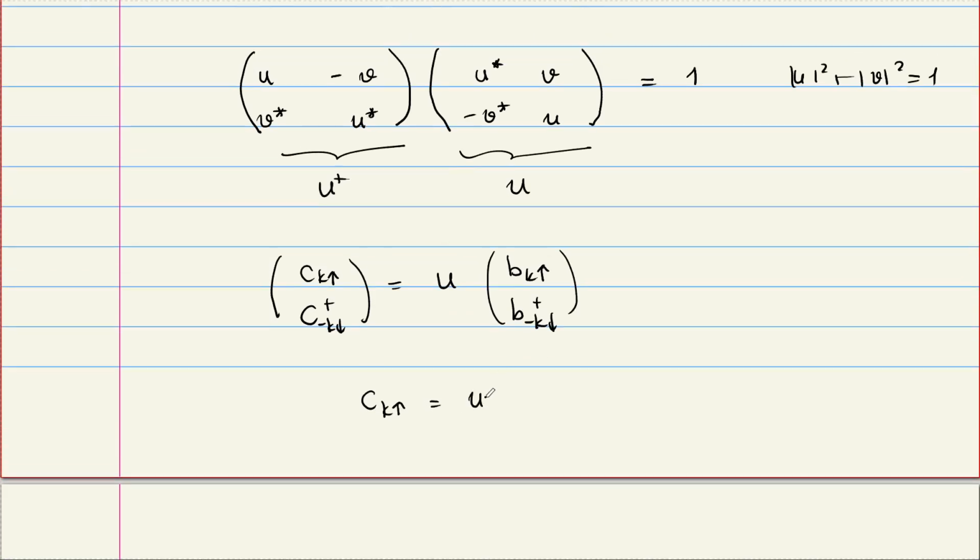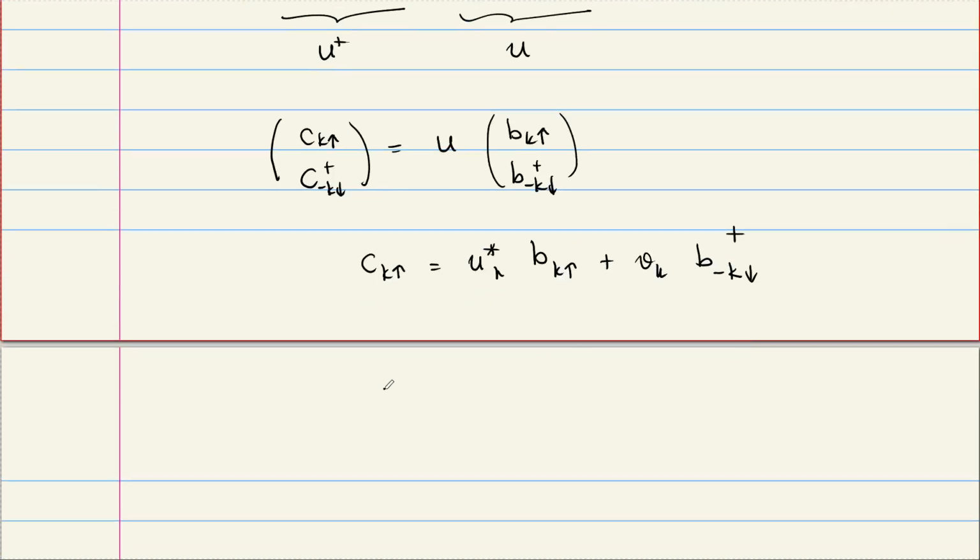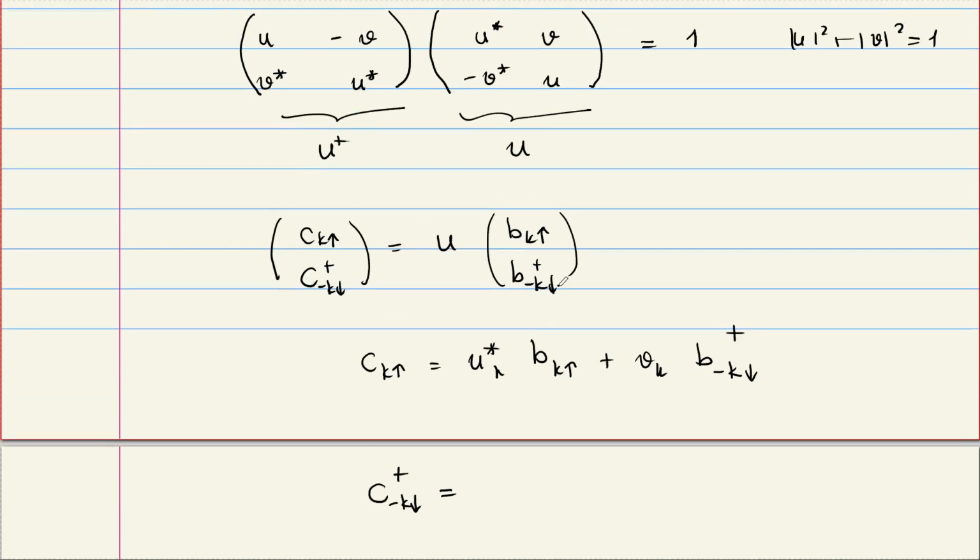It is going to be u star of k times b k up plus v k times b minus k down dagger, and similarly c minus k down dagger is equal to minus v k star b k up plus u k b minus k down dagger. Okay, good.